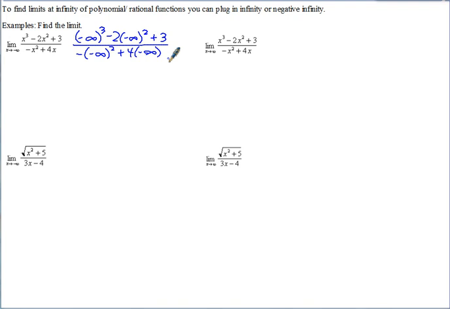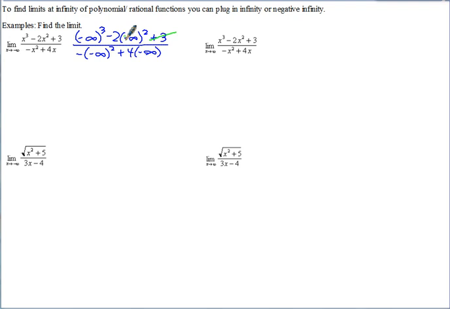And then to analyze it from there, let's start with the numerator. We've got negative infinity cubed, that's some huge negative number. We've got negative infinity squared times negative 2, and then we've got plus 3. With these infinities here, this plus 3 is so much smaller that it's pretty much negligible and we can ignore it when we're evaluating our limits.